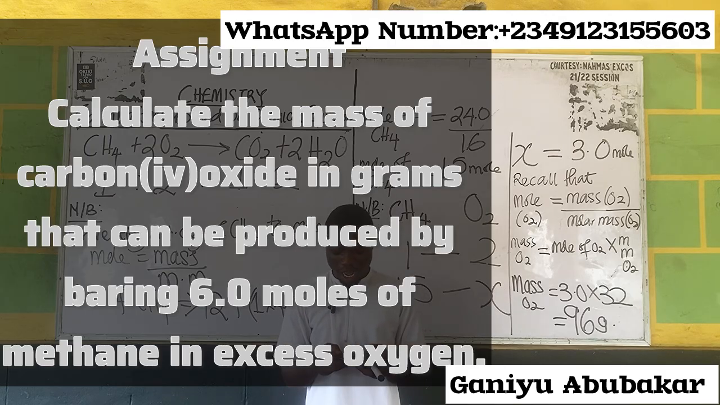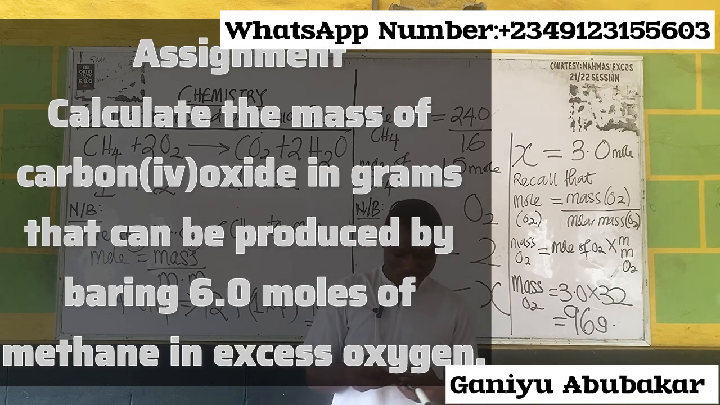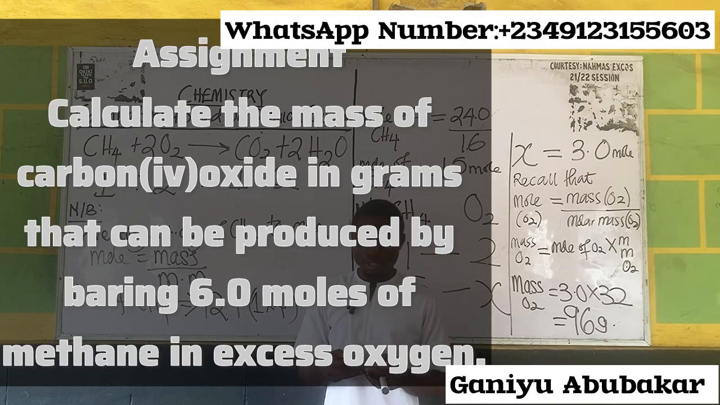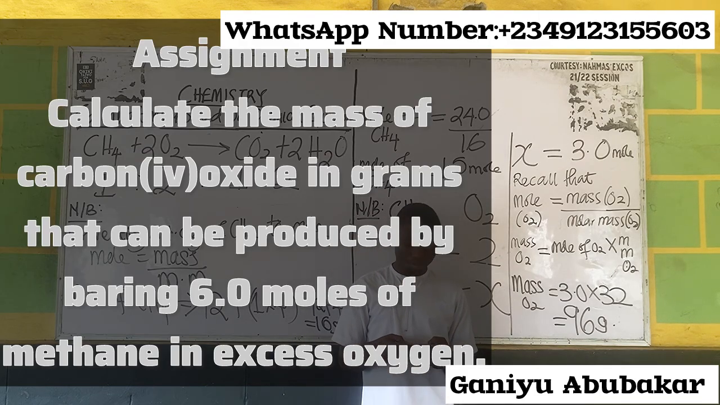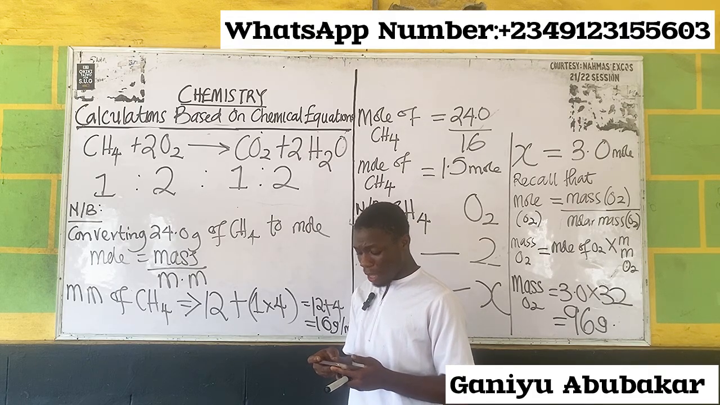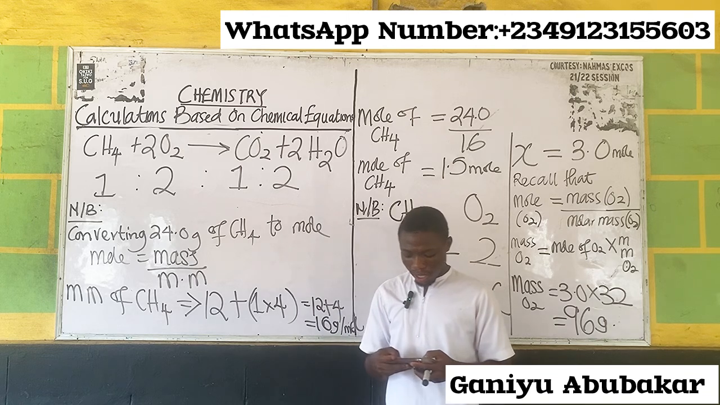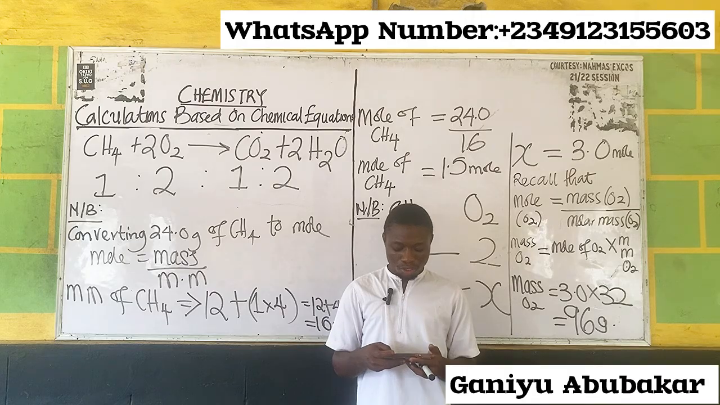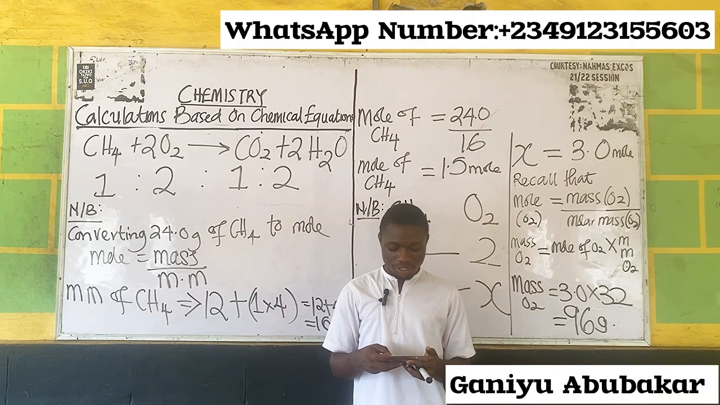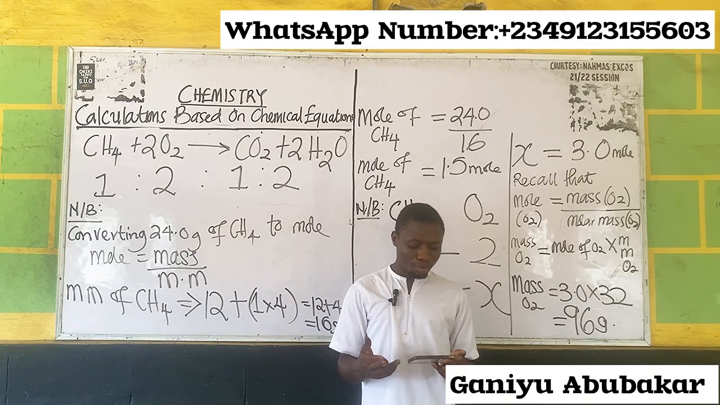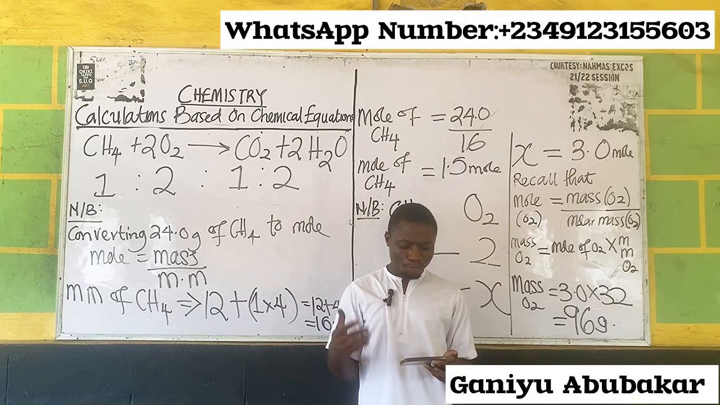Calculate the mass of carbon(IV) oxide in grams that can be produced by burning 6.0 mole of methane with excess oxygen. Get the formula yourself, solve it, and leave your answer in the comment section. So give me the mass of carbon(IV) oxide that can be produced during the burning of 6 mole of methane.